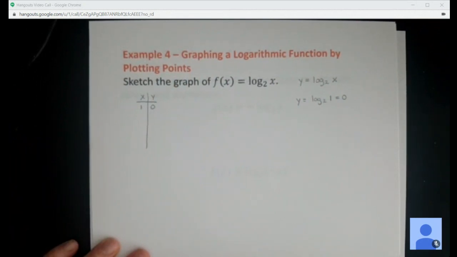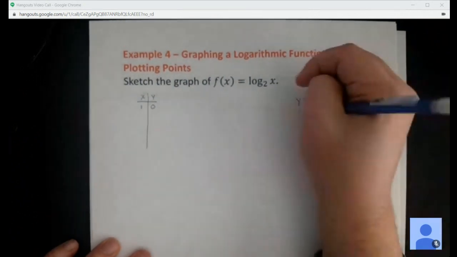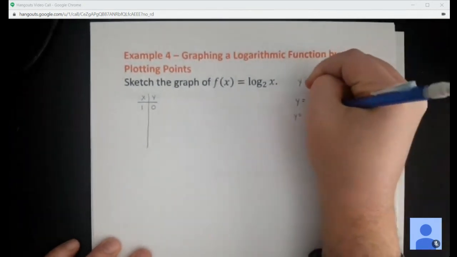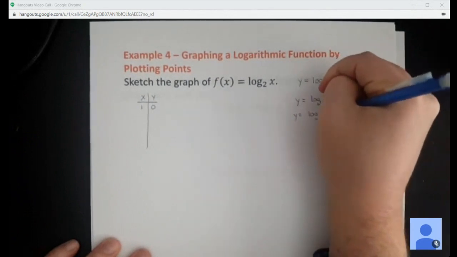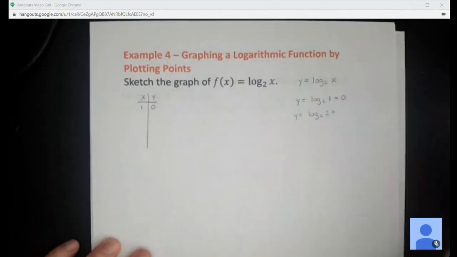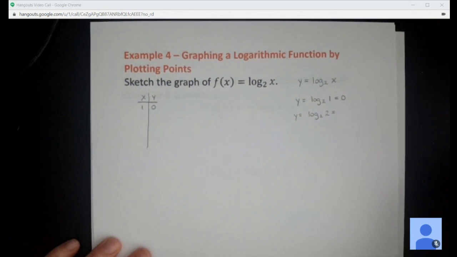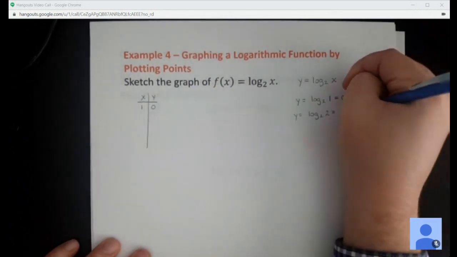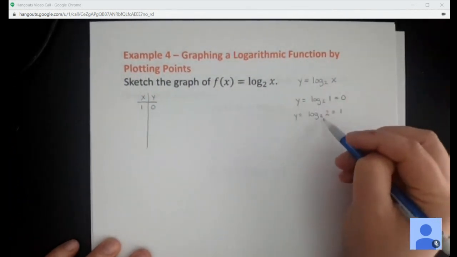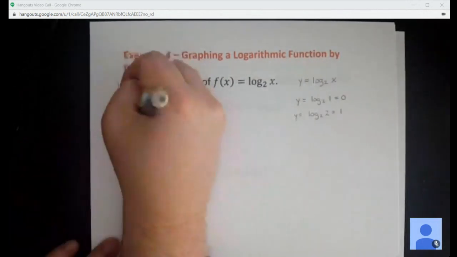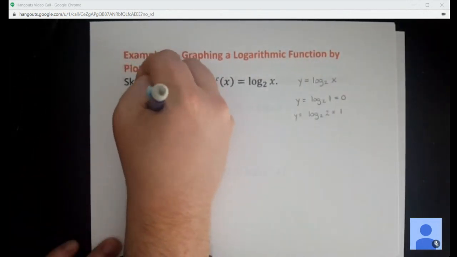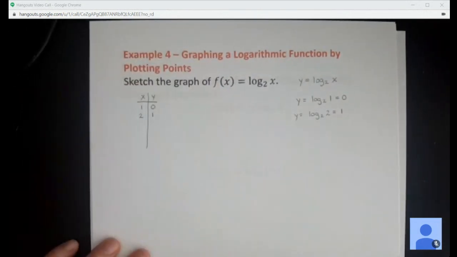All right. Give me another value you want to check. 2. Okay. y equals base 2 log of 2. So what should the base 2 log of 2 be equal to? Good, right? That's just going to give us 1, because again, as long as those numbers match, we should just get a 1 there. So (2, 1) is another point.